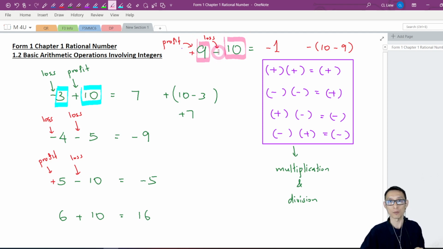Now compare these two numbers. This number is larger, right? So it means that the loss is more than the profit. So the final answer will be a loss, negative.